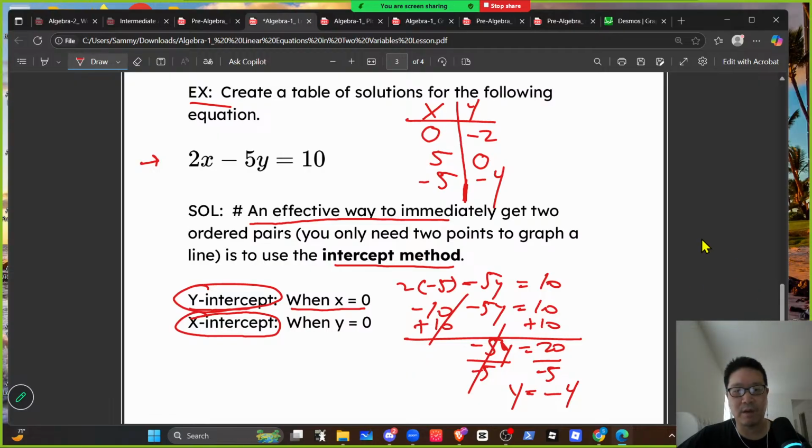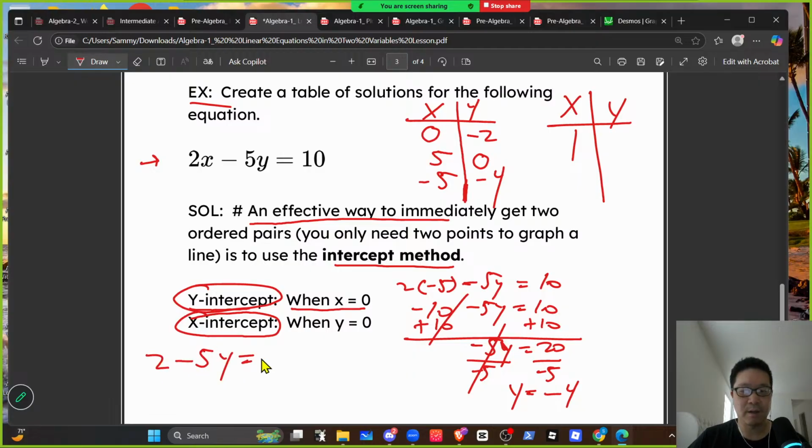By the way, what happens if we plug in, for example, 1? If we were to extend this table, just to show you that fractions are okay as solutions. So if I do x equals 1, then we would have 2 minus 5y equals 10. If I subtract 2 from both sides, I get -5y equals 8. And if I divide both sides by -5, I would get a y value of -8 divided by 5. And that would be okay. It's just a fraction, that's it. But it's still a solution of the equation.